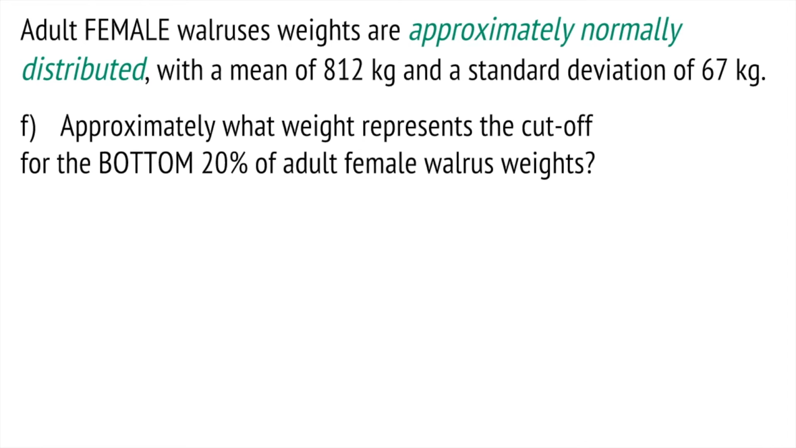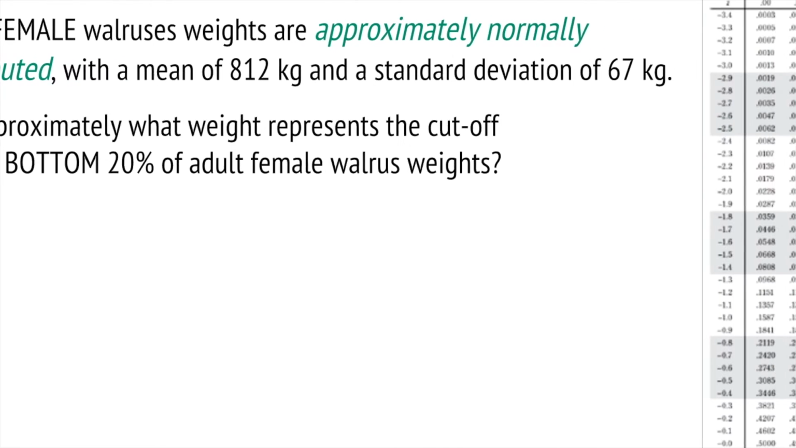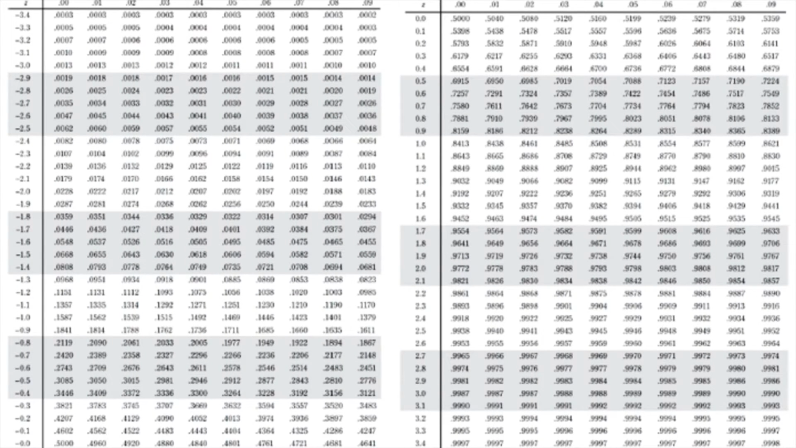So I have a proportion. Bottom 20% is just another way of asking what is the 20th percentile number, and find that 0.2 like I showed you before. So I'm going to look in here somewhere and find 0.2000 as close as I can get to it. I get pretty close right here with 0.2005, so that z-score is negative 0.84.